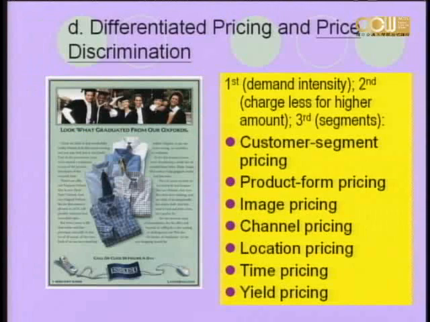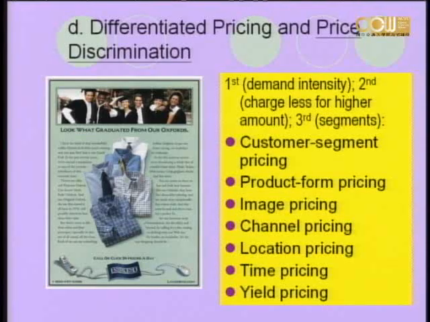Price discrimination. The book says that there are 3 degrees. Anyway, I will just repeat what it says. The first degree is so-called demand intensity. Depending on the demand, if you have high intensity, I will lower the price. That's the first one. The second one, charge less for a higher amount. So I have different buyers, one buys more, one buys less. So I will charge less for the bigger amount.